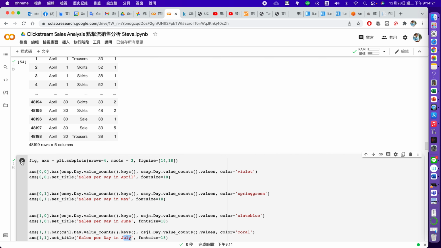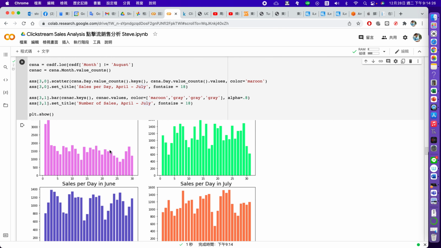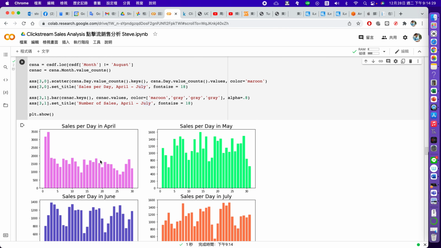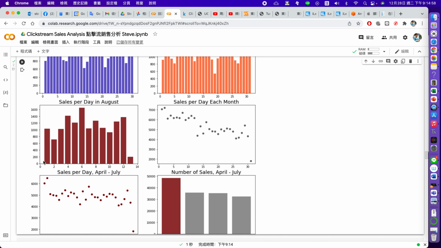Okay, so to draw these 8 subdiagrams, you can see the distribution for the day for sales in April, sales per day in May. So you can see the distribution. So in the beginning, the first 2 days for April are much higher than the rest of the days in April. What about May? What about June and July? August, they are only 13 days for the sale.